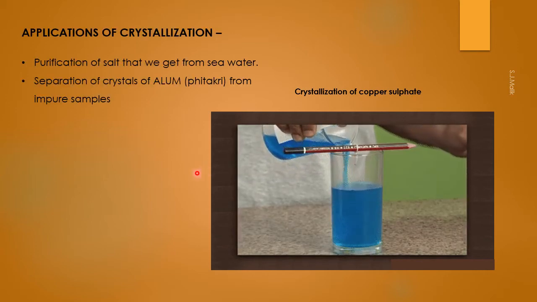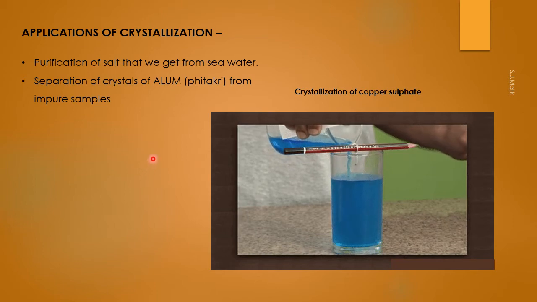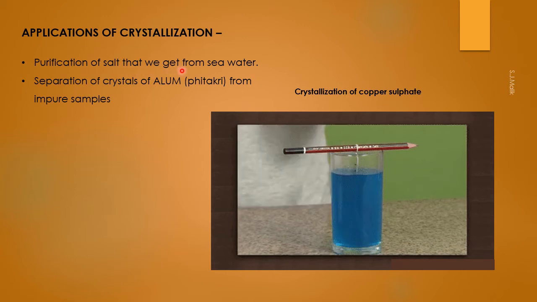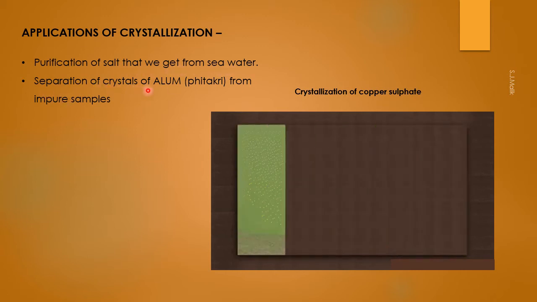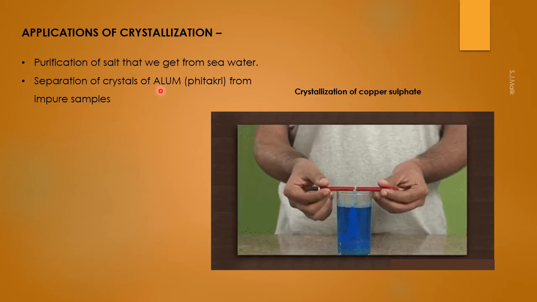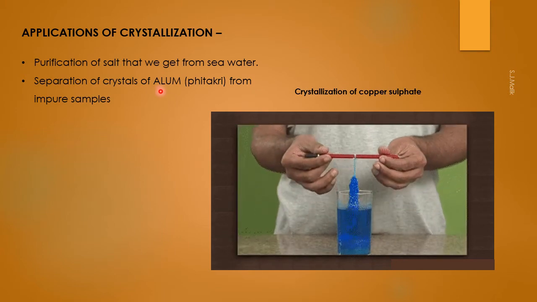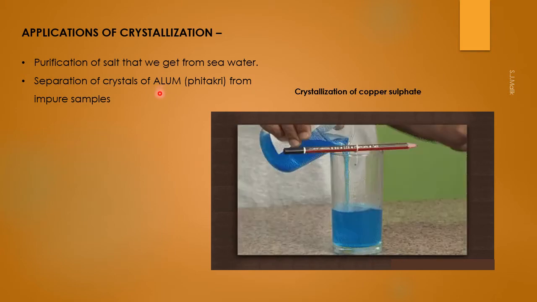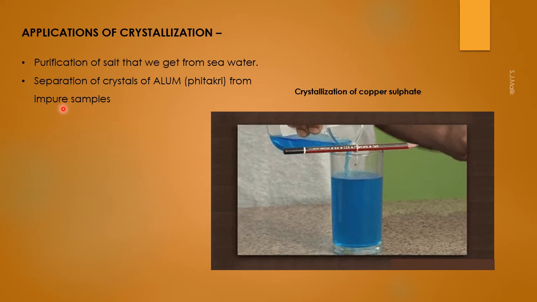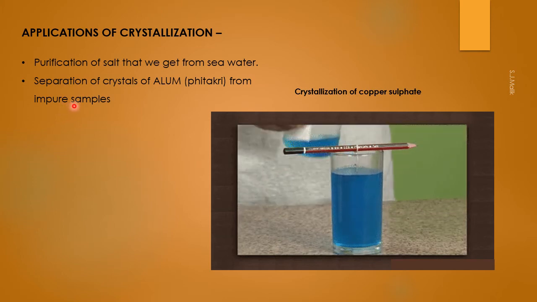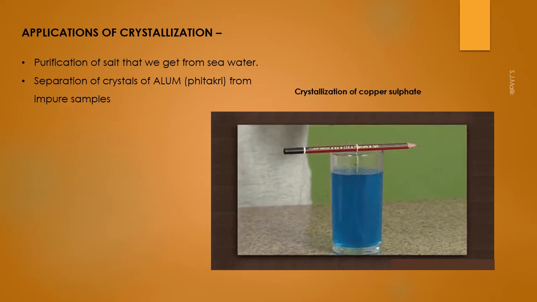Applications of crystallization. Crystallization is used in purification of salt that we get from seawater and separation of crystals of alum. Alum means the fitkari. Everybody uses it in their home to clean water. Separation of crystals of alum from impure samples, the crystallization method is used.